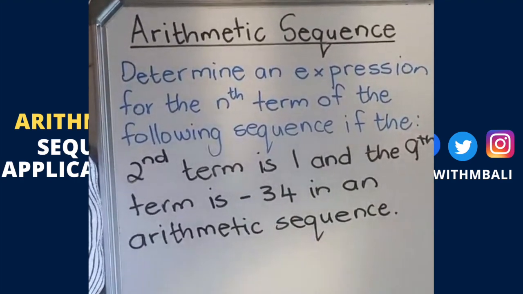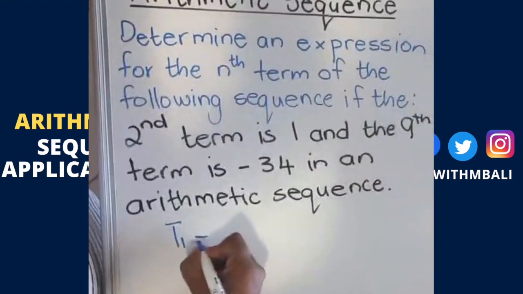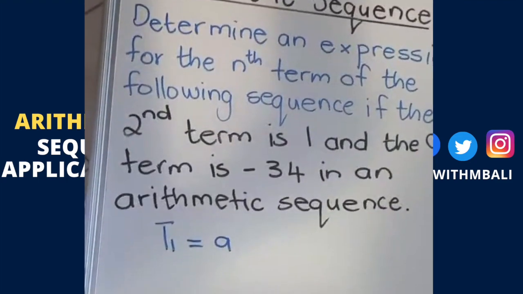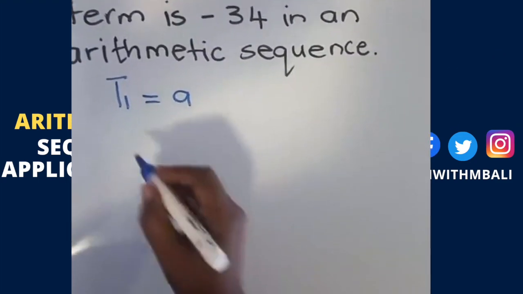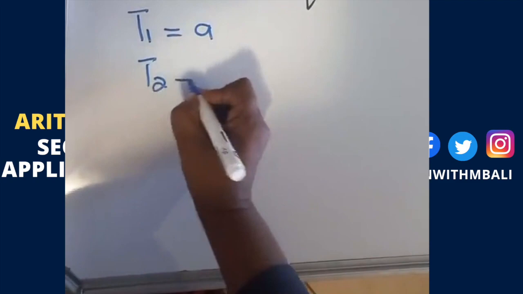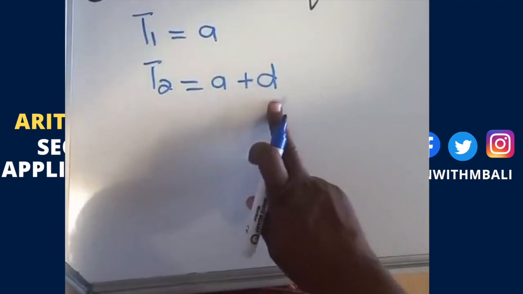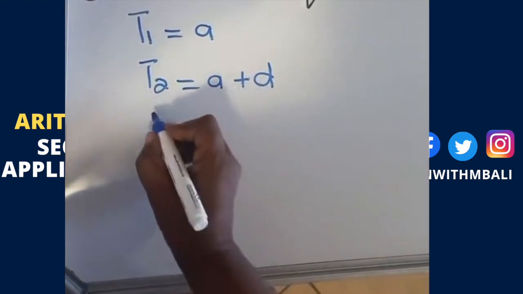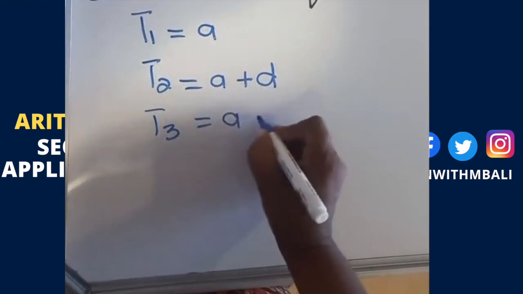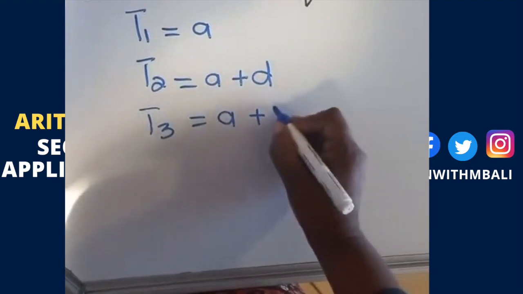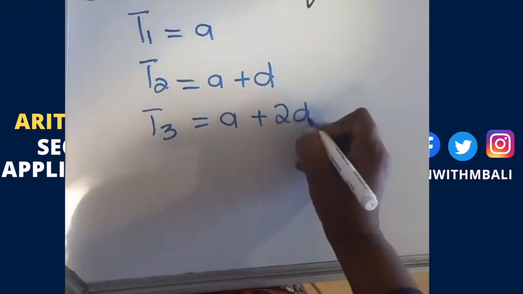We're going to start with term 1. Term 1 is always A. With an arithmetic sequence, we add a common difference. So term 2 is equal to A plus D. D is the common difference. Term 3 is A plus D plus D, so it's A plus 2D. Do you see the pattern?